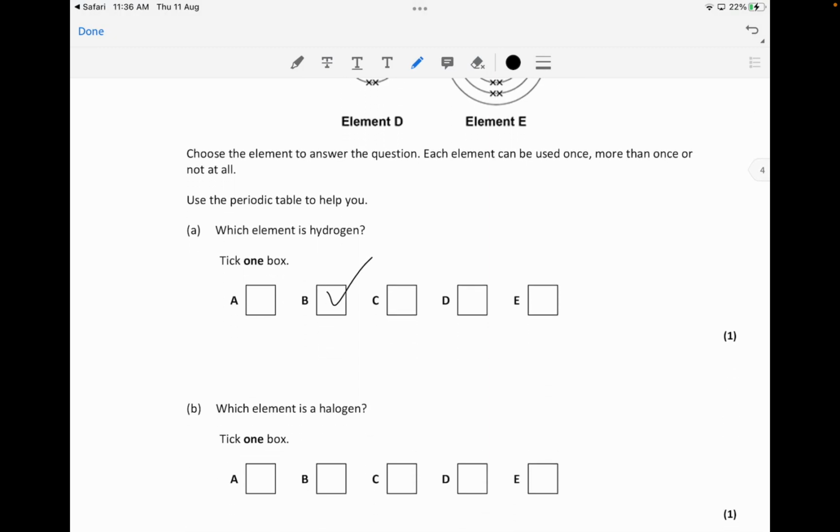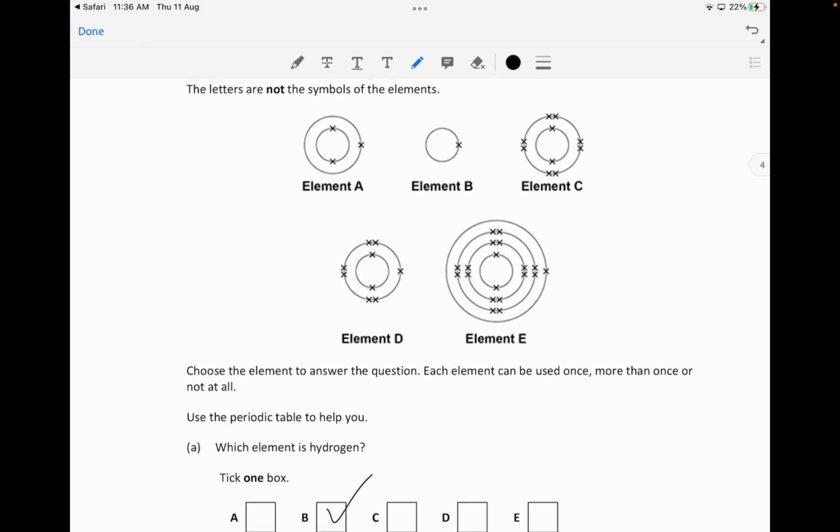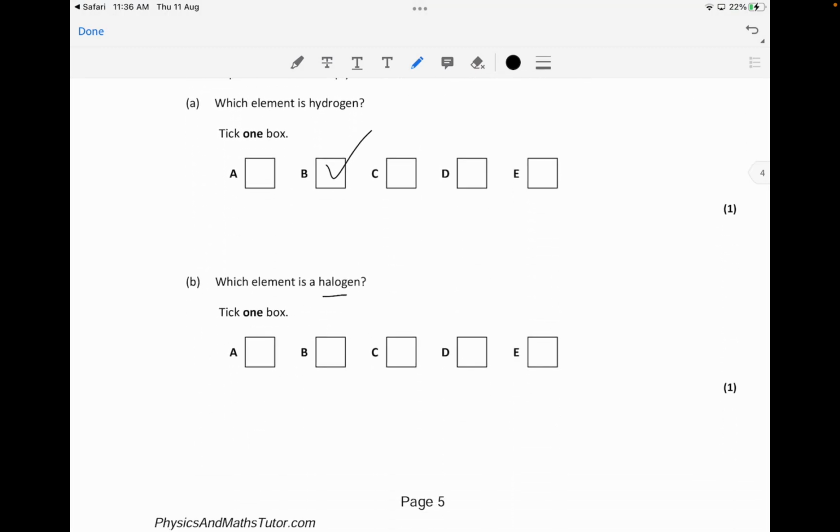Which element is a halogen? We know halogens are group 7 elements, and they're non-metals. Since they're group 7, they must have 7 electrons in their outermost shell. You can see that element D has 7 electrons. If you count 2, 4, 6, 7, that's 7 electrons in the outermost shell. So element D is the most reasonable choice for a halogen. I'm just going to write down that this is a group 7 element, so it's going to be D.